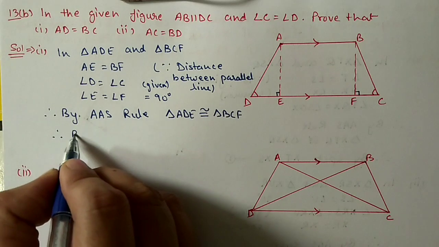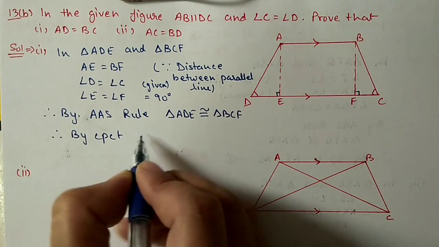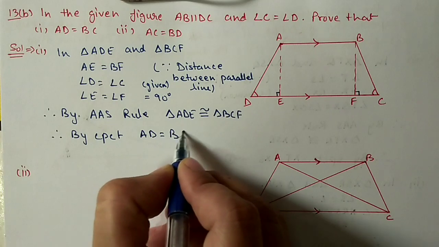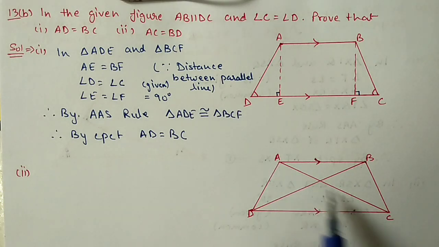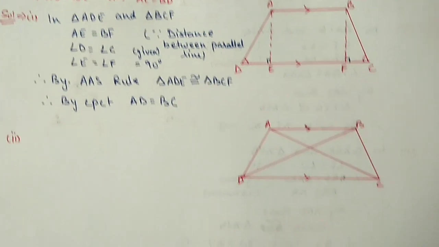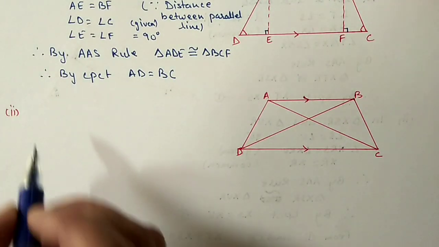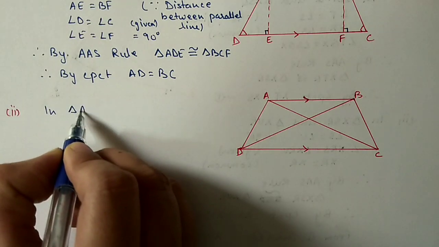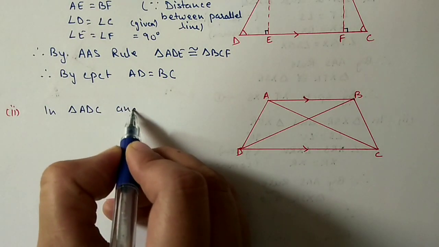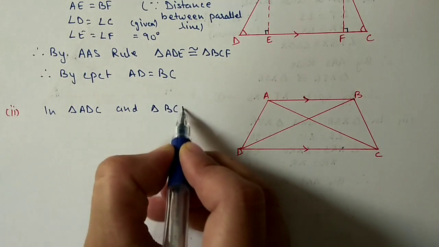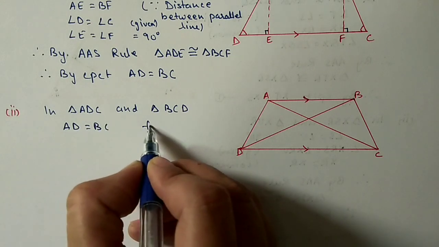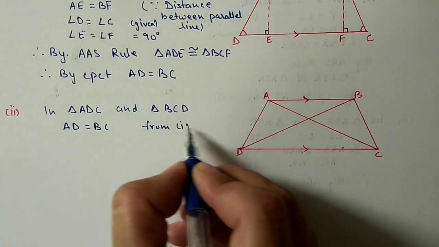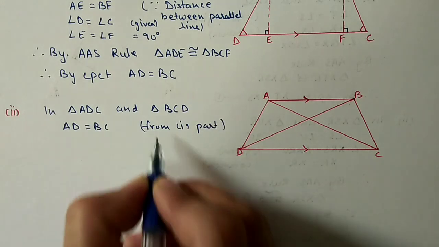So by CPCT we can say AD is equal to BC. Now second part, we have to prove that AC is equal to BD. So for that we will join A to C and B to D. Now we will take these two triangles. So in triangle ADC and triangle BCD, we can say here AD is equal to BC from the first part. Just now we have proved it, so we can use here.